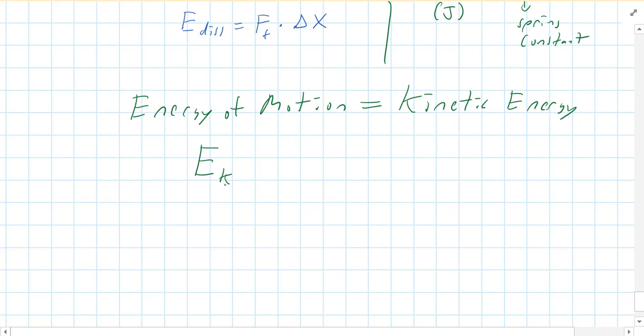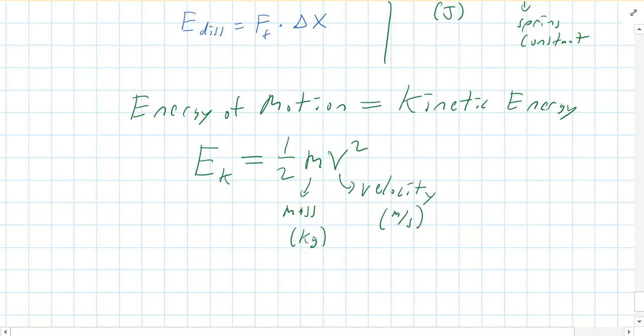And there is a derivation for this, but I'll just give you the result. You can look that up online if you're interested. But the equation you get is 1/2 times the mass of the object times the velocity of the object squared. Now again, be careful. M is mass, and that's got to be measured in kilograms. So if you're given a mass in grams, make sure you convert to kilograms. V is velocity, and that's got to be measured in meters per second. That's simply how fast the object's going.